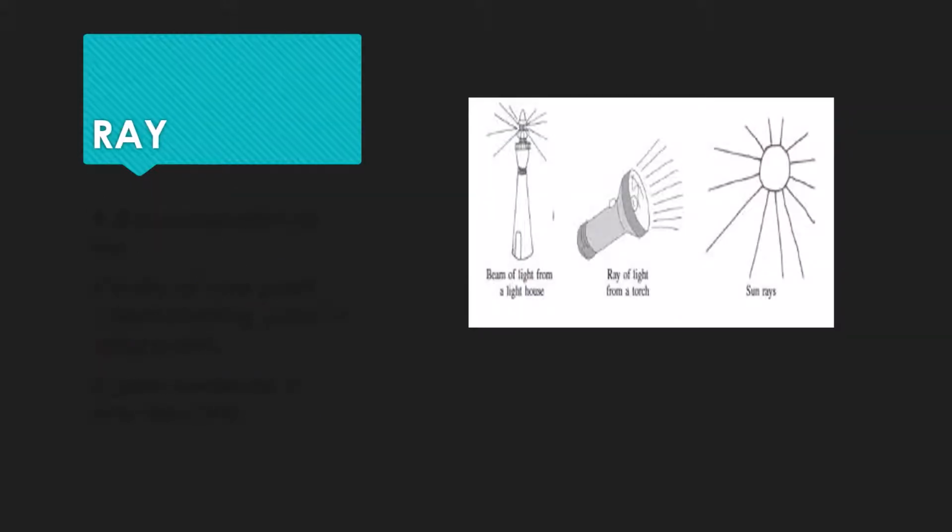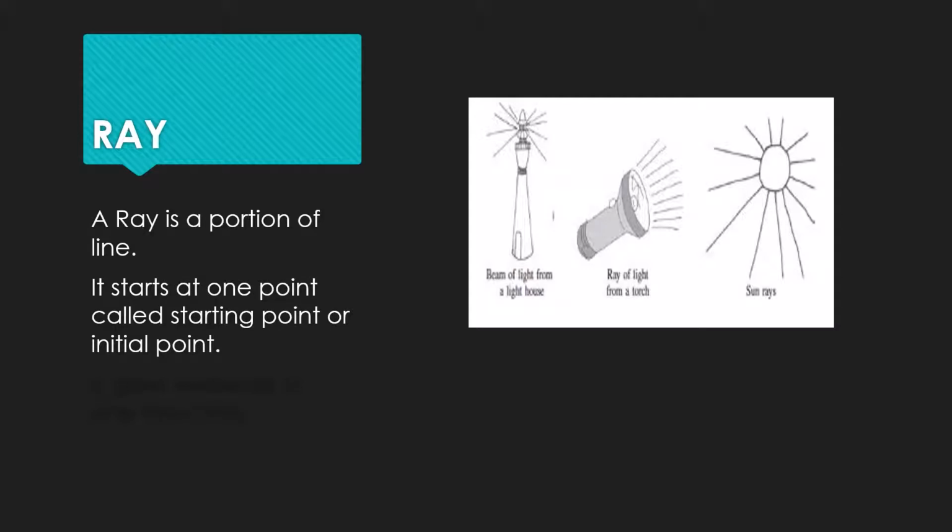Now, we come to the next topic, ray. First, watch the diagram carefully. The following are some models for the ray. A ray is a portion of a line, and it has one starting point, which is called the initial point, and goes endlessly in one direction.